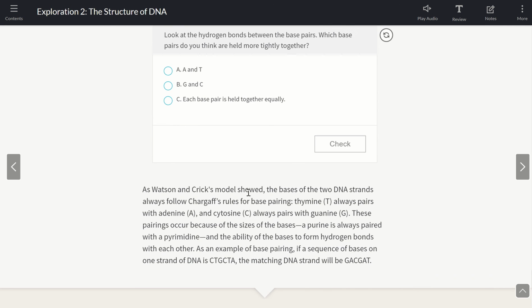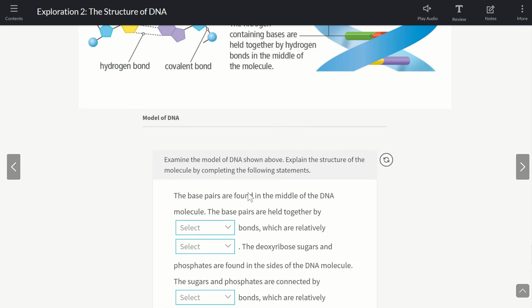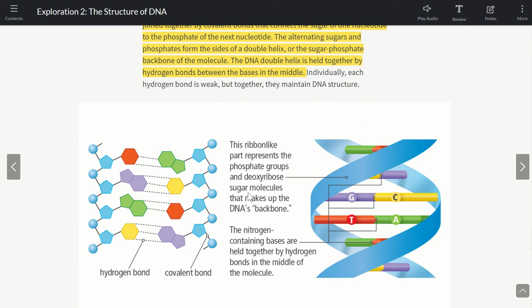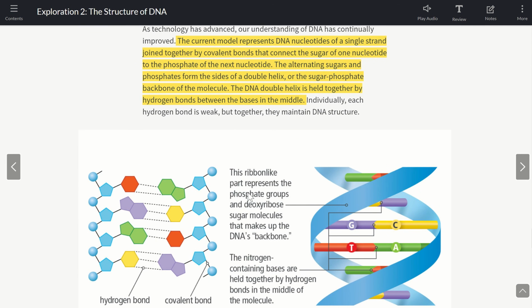All right, so that's it for this lesson. Make sure you go back and understand the scientists that are involved, and specifically pay attention to this paragraph because it contains key information about the shape of that DNA molecule.